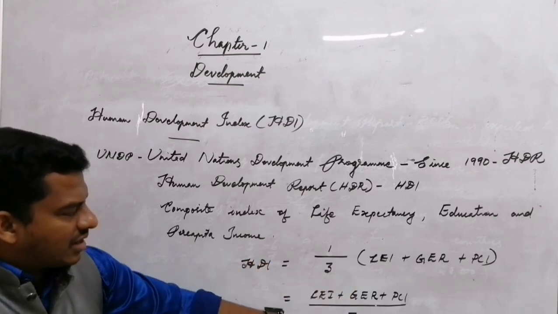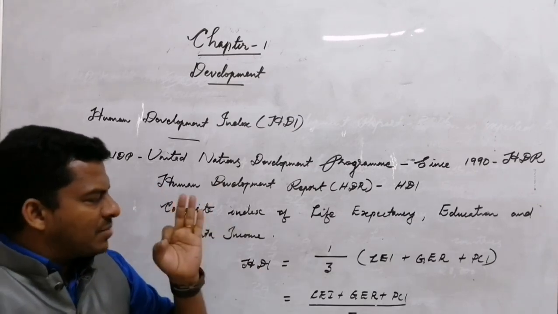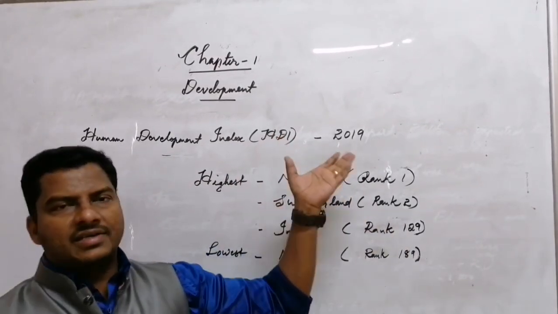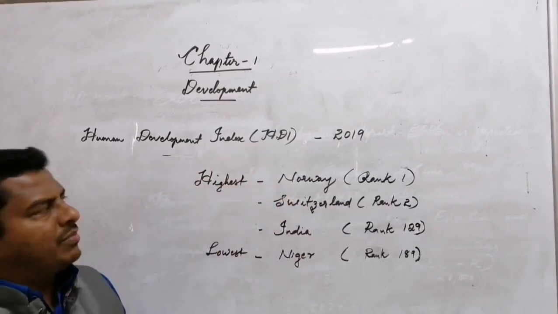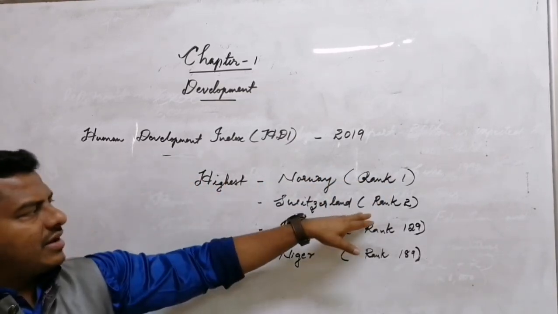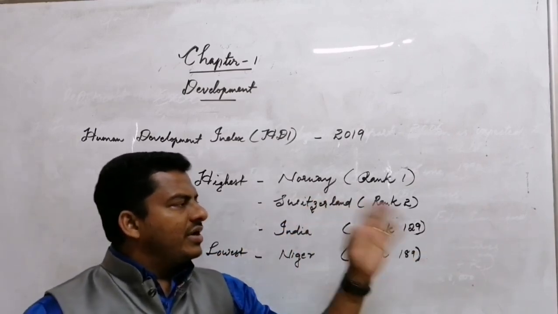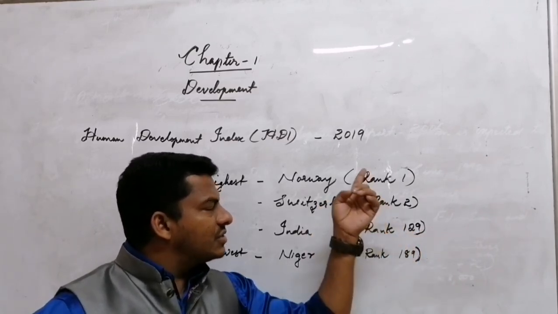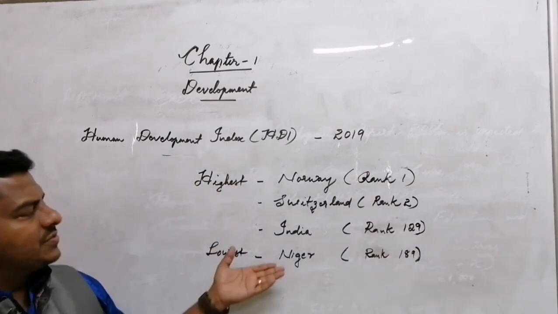By calculating this average, we can measure the development of a country. This is one of the most important and adequate indicators of development. According to the 2019 HDI report, the highest development is for the country Norway. Rank 1 is for Norway, and the second rank is for Switzerland. India is coming in the category of low income and developing country, and the rank of India according to the HDI 2019 report is 129. And the lowest is for Niger.